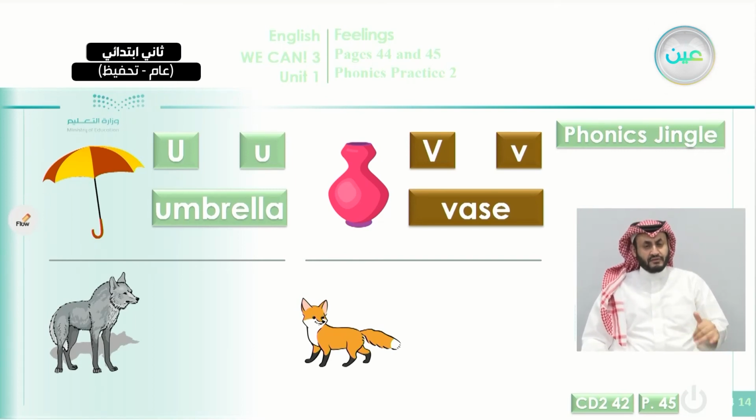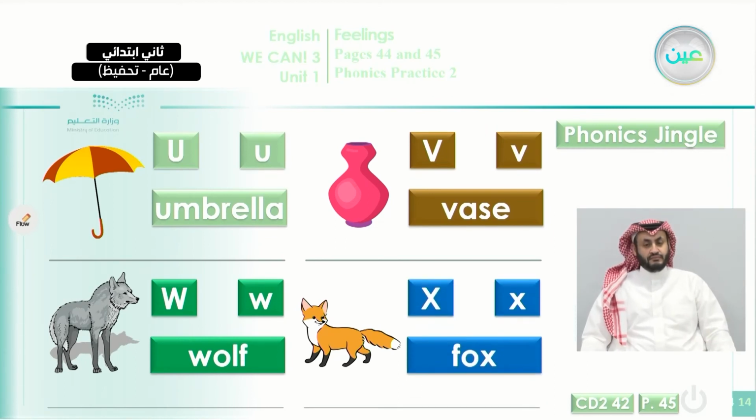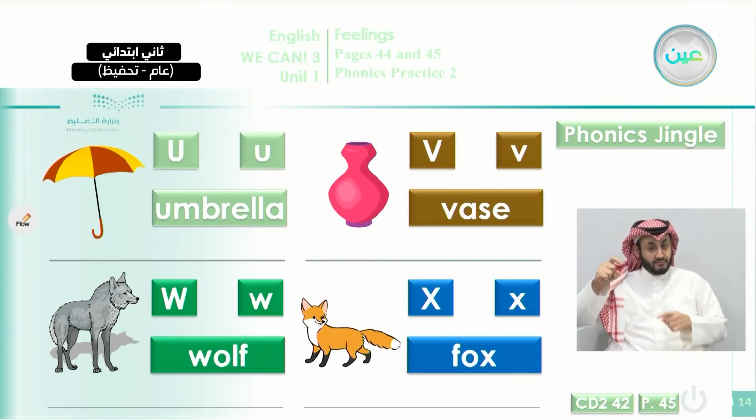The third one is a picture of what? You can tell it starts with W. It is a picture of wolf. Yeah, we call it wolf. The fourth one is a picture of what? Yes, excellent. It is a picture of fox. Okay, it's a picture of fox. Okay, now let's listen to your colleague reading these words.